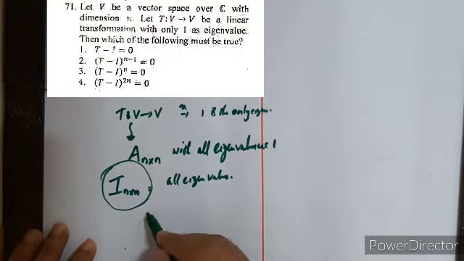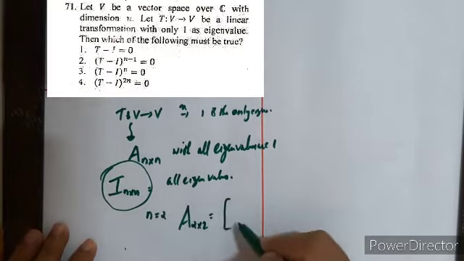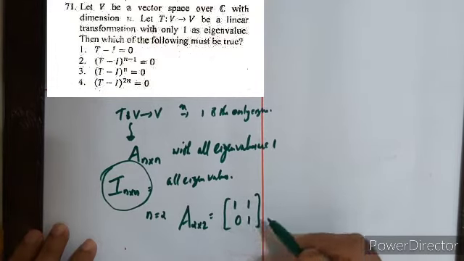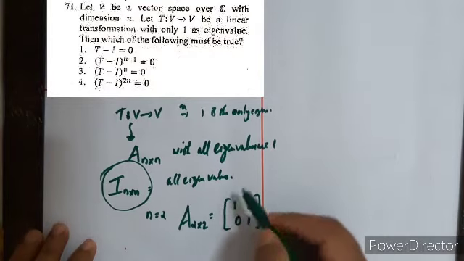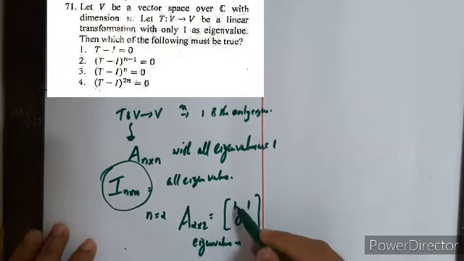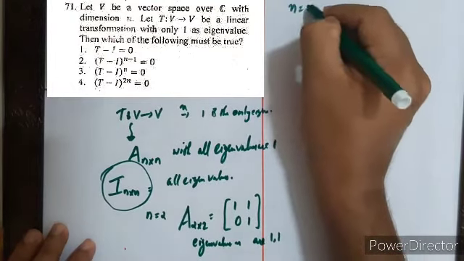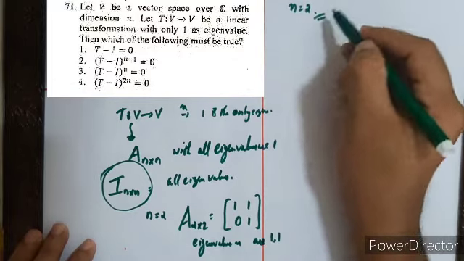If I choose n equal to 2, a 2 by 2 matrix A equal to [1, 1; 0, 1]. So this is a triangular matrix, so the eigenvalues are the diagonal entries, 1 and 1. So all eigenvalues of this matrix are 1, and n equal to 2 here.